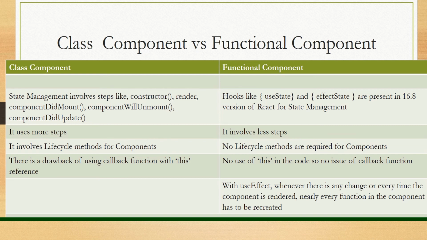In a class component there is a drawback of using callback functions. We know we use the this keyword in a class component, which has some drawbacks when we are using callback functions. But in a functional component there is no use of this in the code, so no issue with callback functions. In a functional component, the main drawback of using the useEffect hook is that whenever there is any change, or every time the component is rendered, as we discussed earlier, all the dependencies can be added inside useEffect. So if anything happens inside that dependency, nearly every function in the component has to be created again.